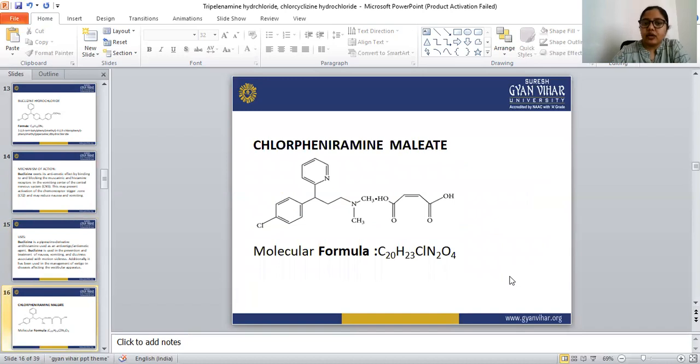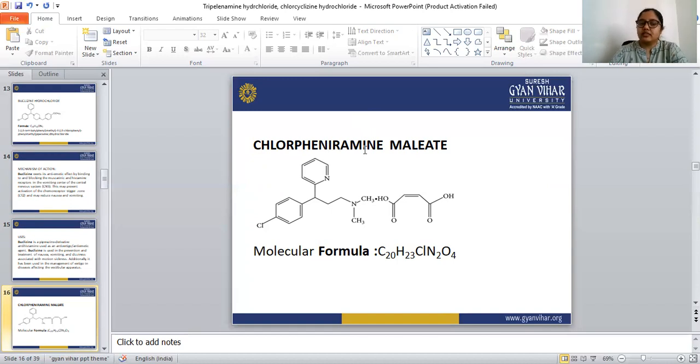Next drug is chlorpheniramine maleate. So this drug we already know. CPM is available in the market, and we take this medicine when we have a cold and all. So this is the short form, CPM, of chlorpheniramine maleate.